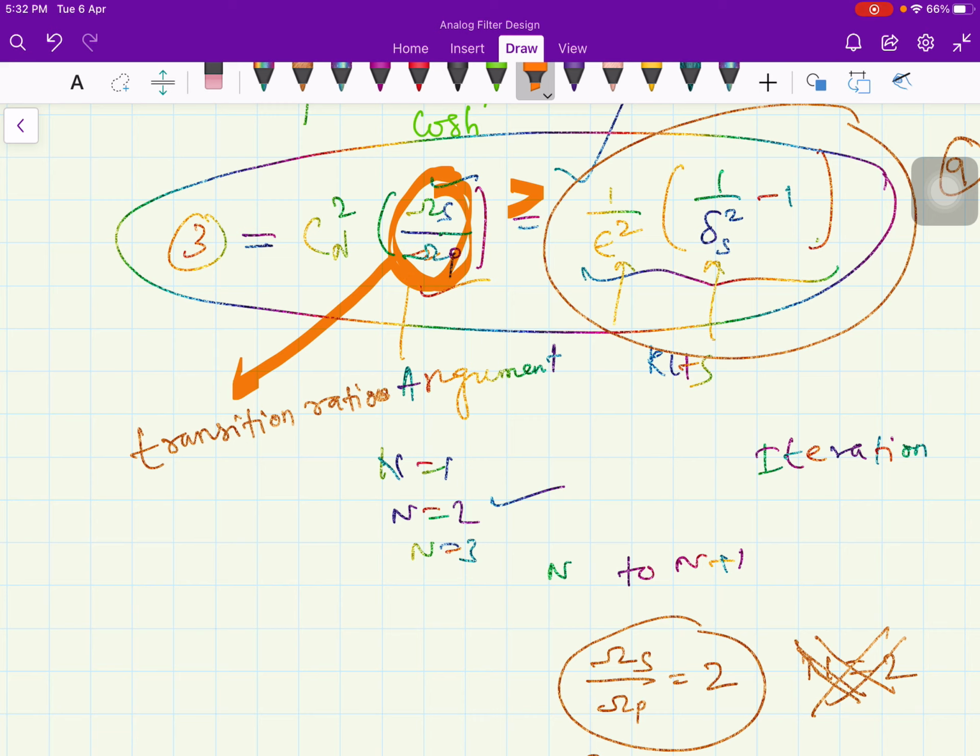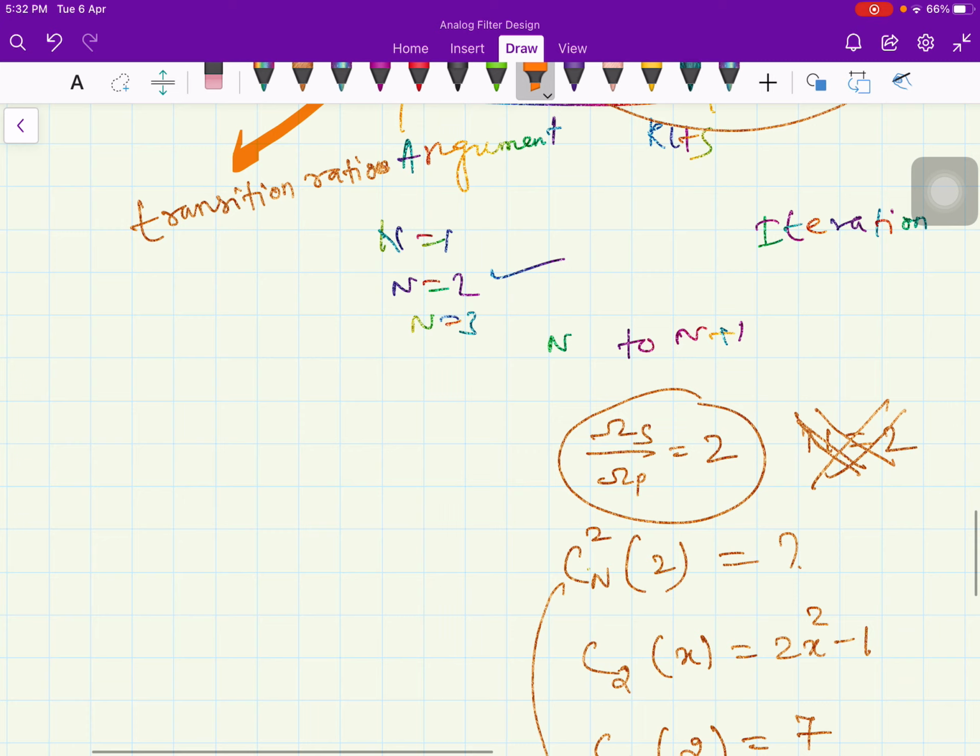Now this procedure of trial and error succeeds only if capital N is not very large. Otherwise it becomes very laborious, because you will have to calculate this Cn of omega s by omega p at a large number of N's. This you can do by a recurrence relation. Let me write down that recurrence relation here just for the sake of completeness.